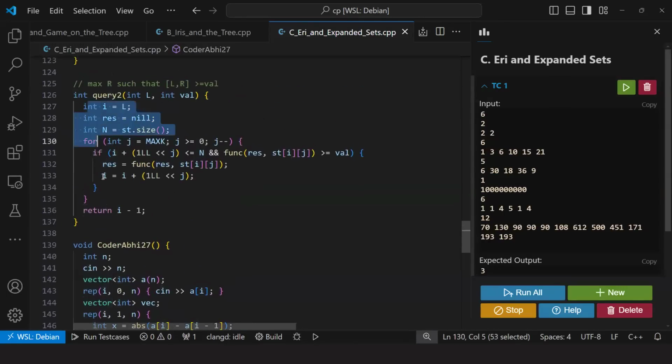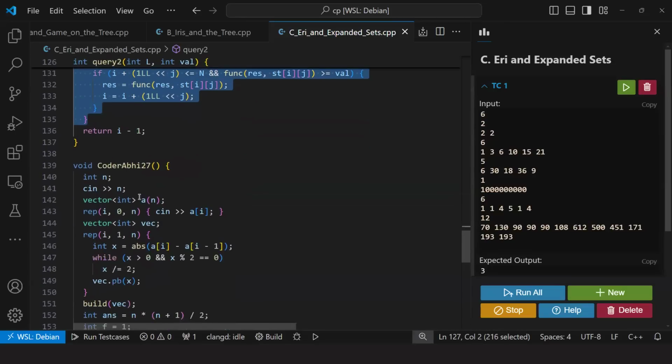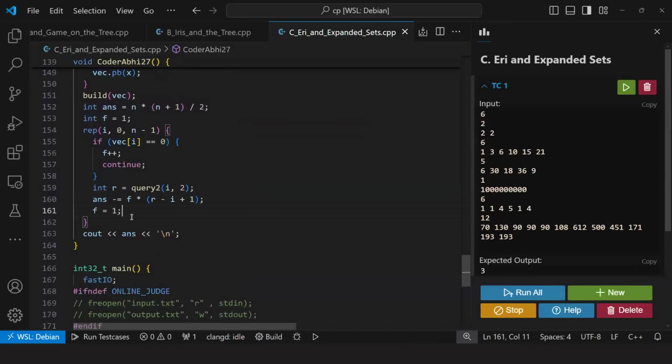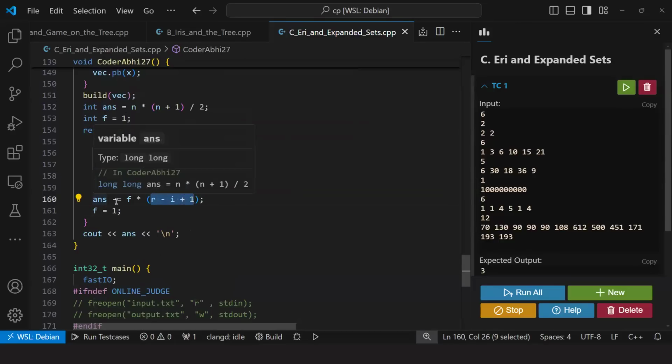So in my sparse table, I'm doing the query and computing that maximum R so that my range GCD is greater than one. So what I would add to my answer is R minus L plus one. From L to R is the range, and R minus L plus one is the size of the range that would get subtracted from my answer. And it is multiplied by one, only one time, if there are no zeros.